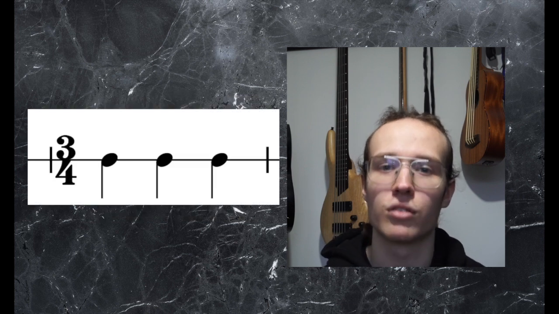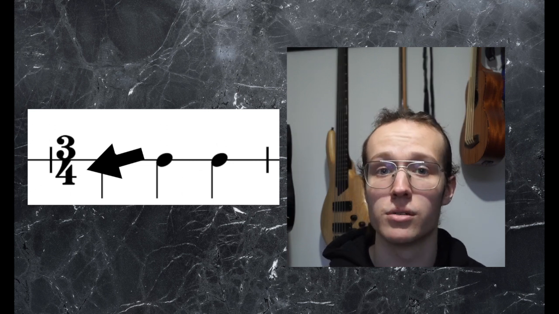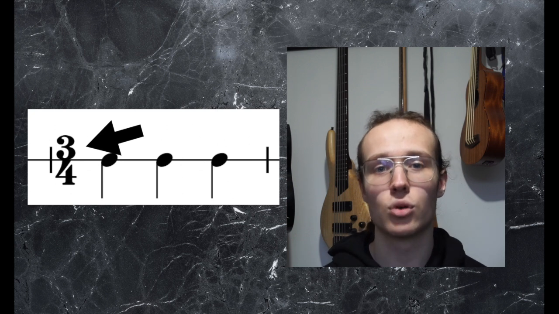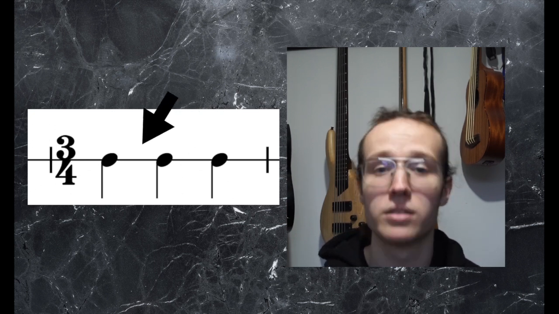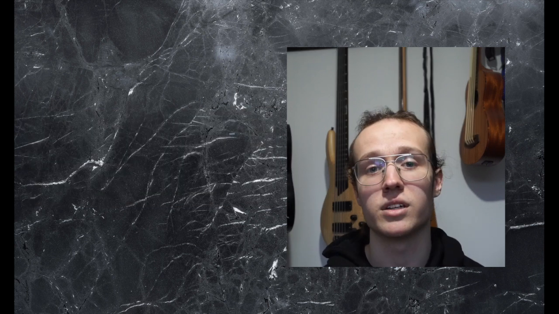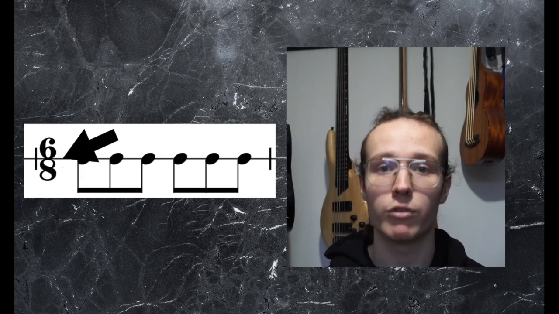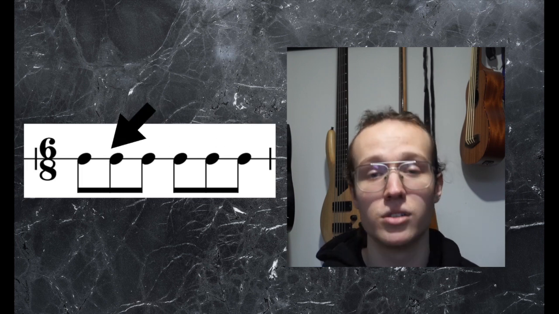So, let's take 3/4 as an example. Bottom number being 4 means we've got quarter notes, and the top number 3 means we've got 3 of those quarter notes per bar. So it's bar 2 3, bar 2 3. That's 3/4. Let's have a look at 6/8. So that means we've got eighth notes and we've got 6 of them in a bar. 1 2 3 4 5 6.